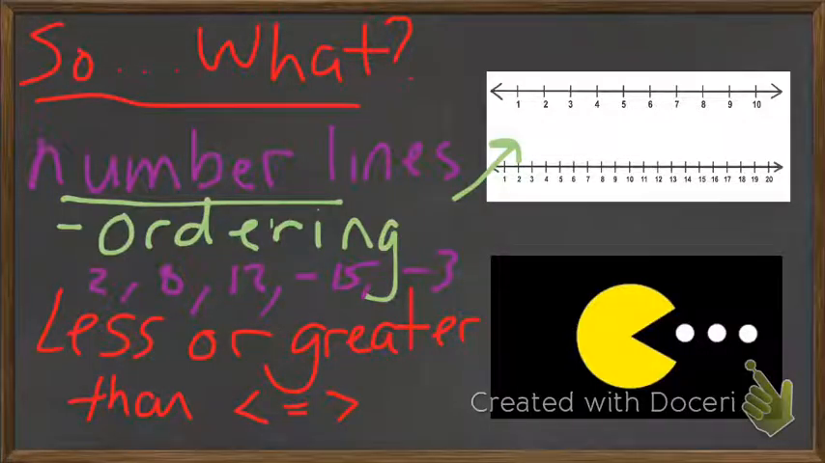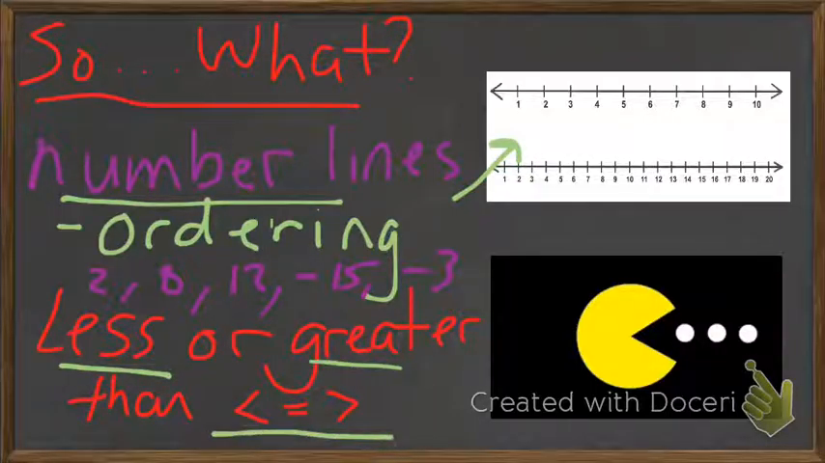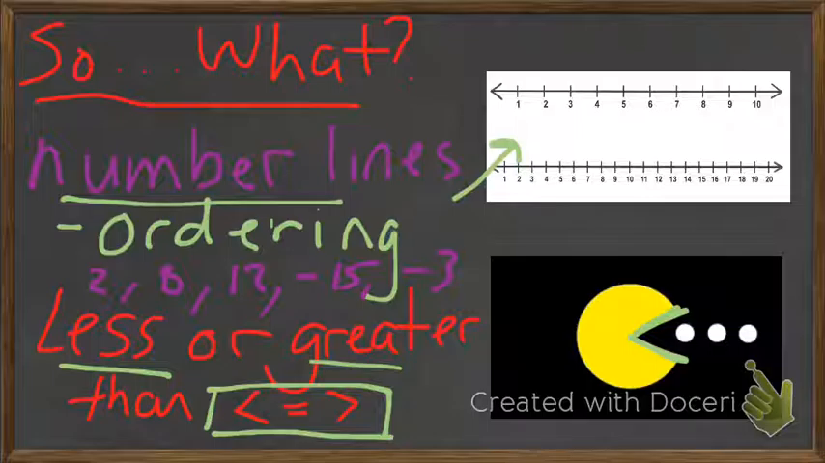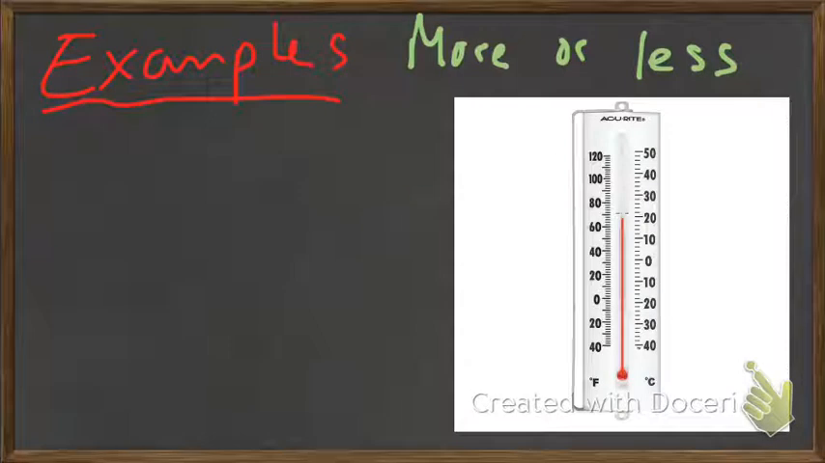Then we're also going to be looking at some symbols, less than or greater than, or even equal to, which are these three down here. Now the reason I have Pac-Man here is I always used to think that the less than symbol looked like Pac-Man's mouth, or an alligator, but I think Pac-Man's better. Now that might not really help you, but we'll talk about that as well.